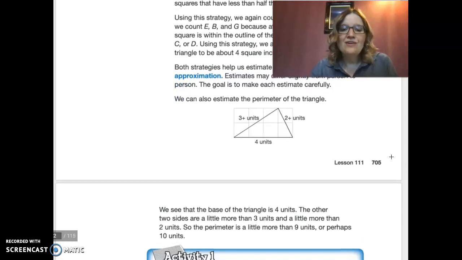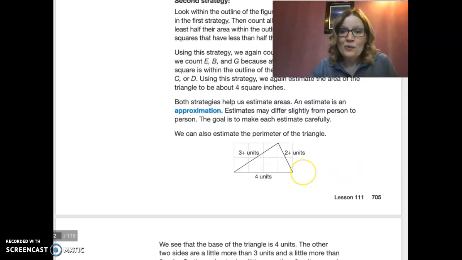Now, our final thing on estimation is we can also do this when we're figuring out perimeter. And once more, we look at the number of units. 1, 2, 3, 4 is on this side. That's the easiest. And then we look in between here. They're cutting across. So we're going to say this is 2 units, and then this is 3 units, giving us a perimeter of 4 plus 2 plus 3, which is 9. So the nice thing about this is we're estimating, and that gives us some wiggle room.